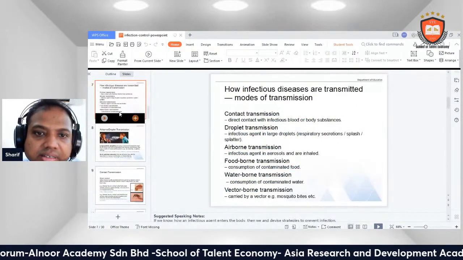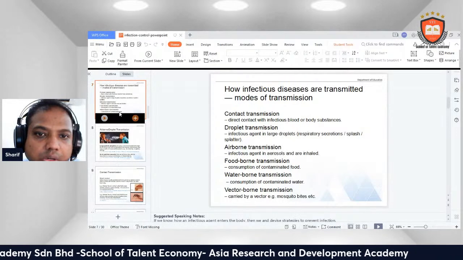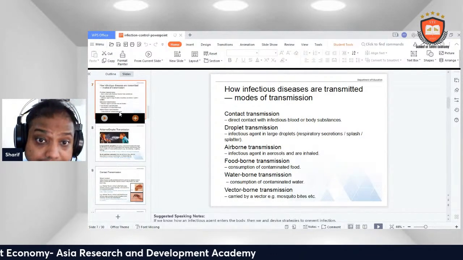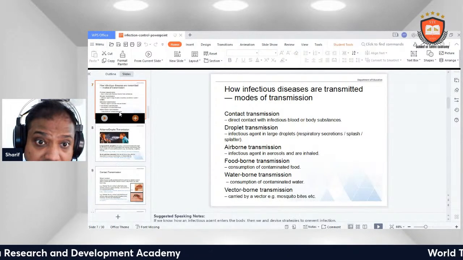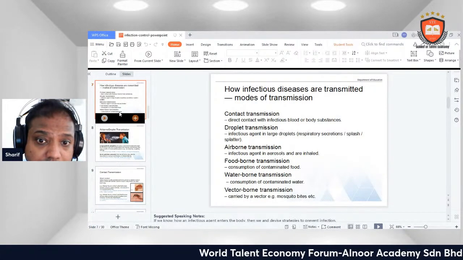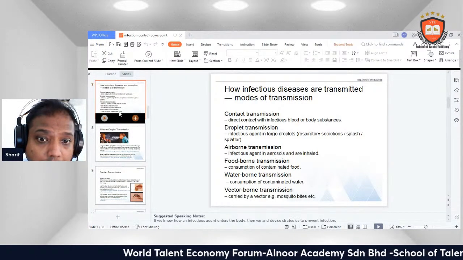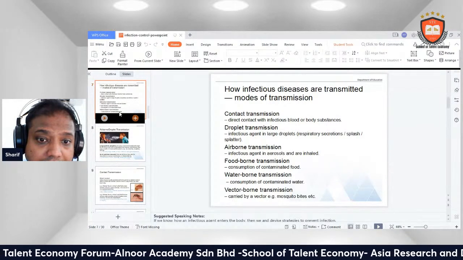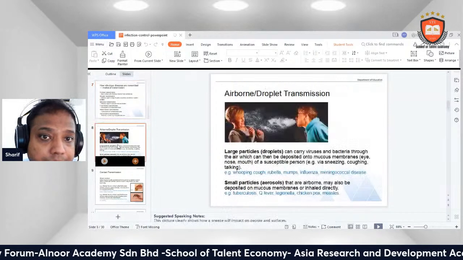How infectious diseases are transmitted: contact transmission, direct contact with infected blood and body substances. Droplet transmission, where the infectious agent is in large droplets. Airborne transmission, where the infectious agent is in aerosols and is inhaled. Foodborne transmission, consumption of contaminated food. Waterborne transmission, consumption of contaminated water.